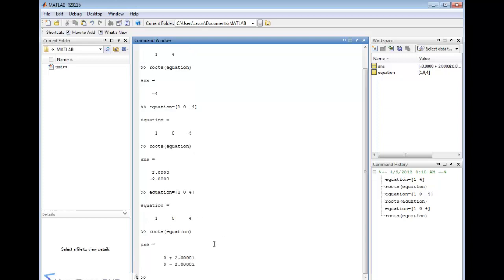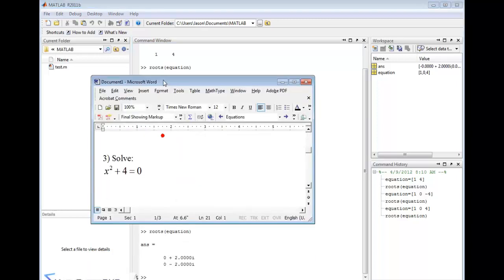Now notice what happens here. We have a complex answer. MATLAB has no problem giving you complex answers. Here we have 2i, and the other answer is -2i, and these are conjugates of one another, which is one of the rules of algebra. You always expect to get these conjugates in pairs like this.